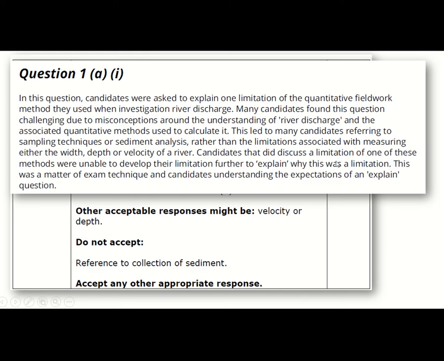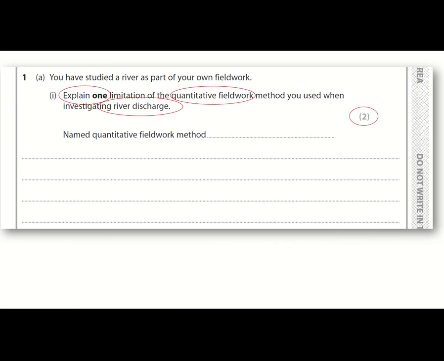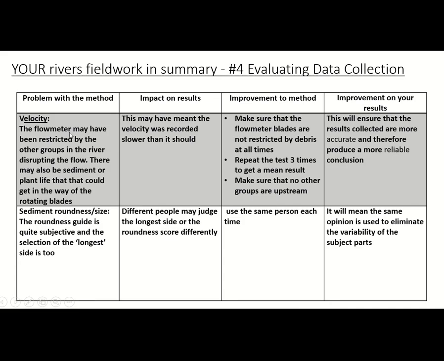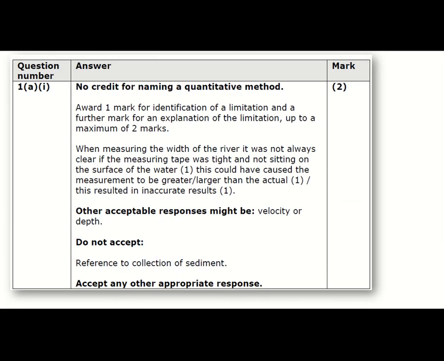Candidates that did discuss the limitation of one of these methods were unable to develop their limitation further to explain why it was a problem. So really, again, what this is telling you is that students don't answer these fieldwork questions very well. I don't think that's hard. I don't think this is a tricky question. Everything's there for you. Explain for 2 marks, use a connective. It's a limitation, so a negative of a quantitative fieldwork method for river discharge. I've given you all of the different things you need. This is quantitative, it measures discharge. You should be able to then use that to create a 2-mark answer. I don't see why you shouldn't, so have a go if you're not sure.